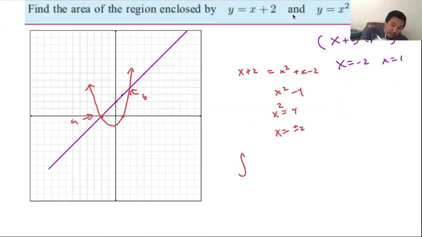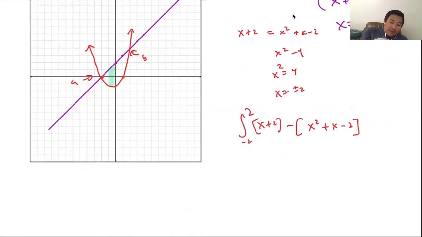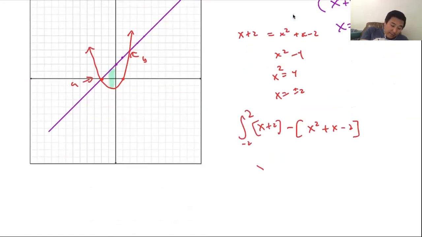So now with the integral from negative 2 to 2, the top is the purple function, so x plus 2 minus (x squared plus x minus 2). This time, because I don't have the 0, I'm going to simplify it. I have negative x squared minus 4 plus 4 from negative 2 to 2 dx. So it's negative x cubed over 3 plus 4x from negative 2 to 2.